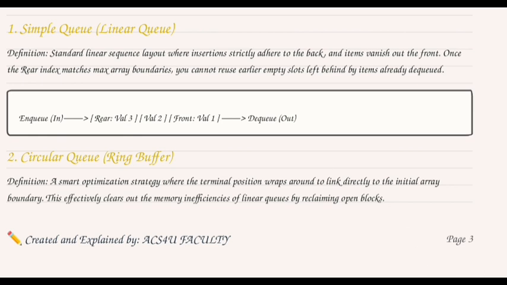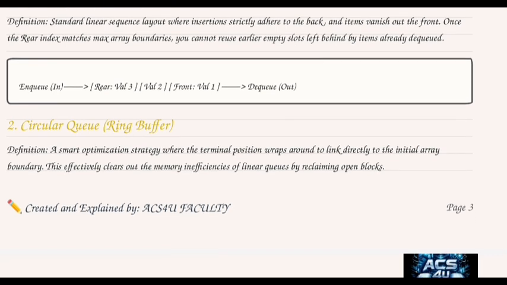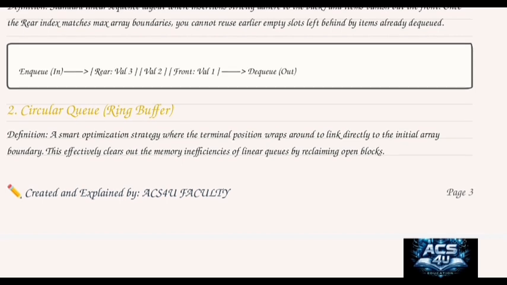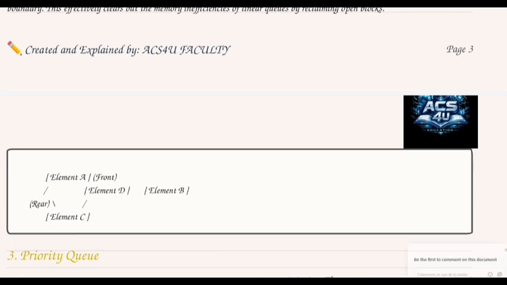Next comes the circular queue. The circular queue can also be called the ring buffer. It is a smart optimization strategy where the terminal position wraps around to link directly to the initial array boundary. This effectively clears out the memory inefficiencies of linear queues by reclaiming open blocks. You can see the diagram here clearly.